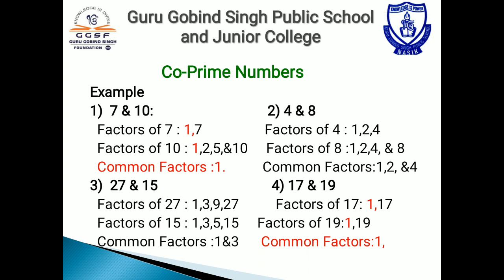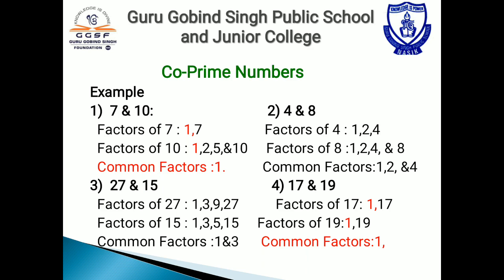If we take the example, the factors of 7 and 10. In co-prime numbers, we are going to compare two numbers simultaneously. The first example is 7 and 10. The factors of 7 are 1 and 7. Obviously 7 is a prime number. The factors of 10 are 1, 2, 5 and 10. So the common factor of 7 and 10 is 1.